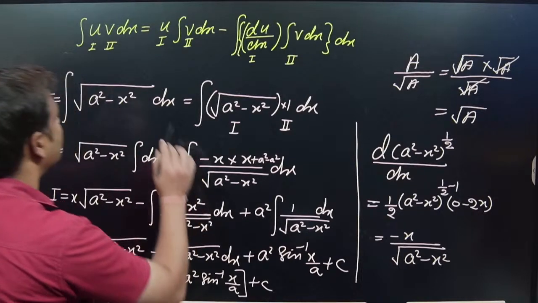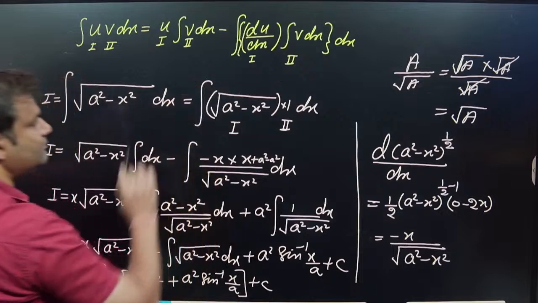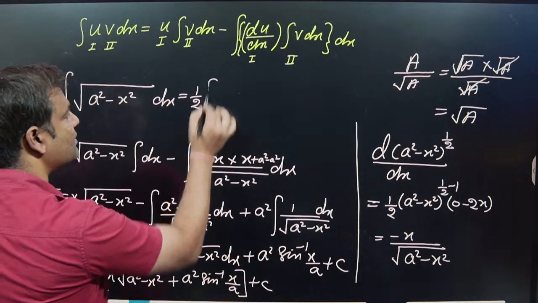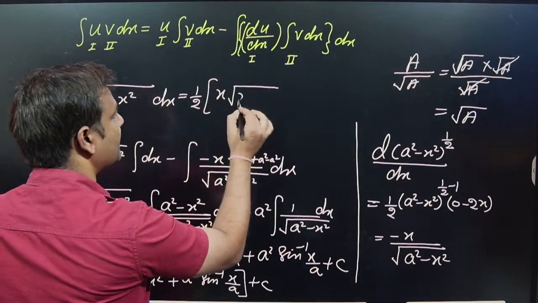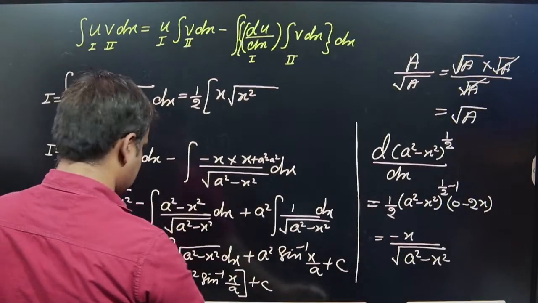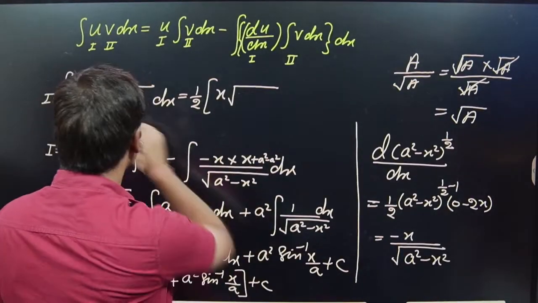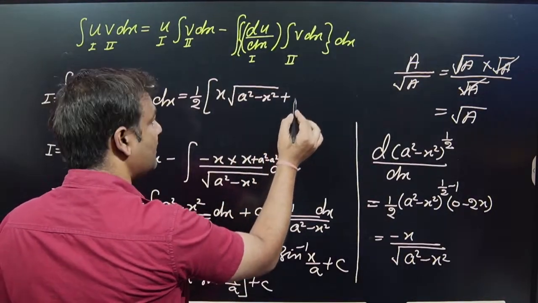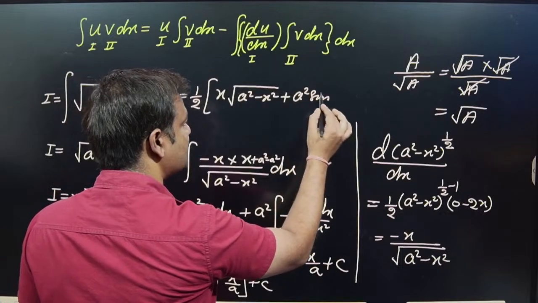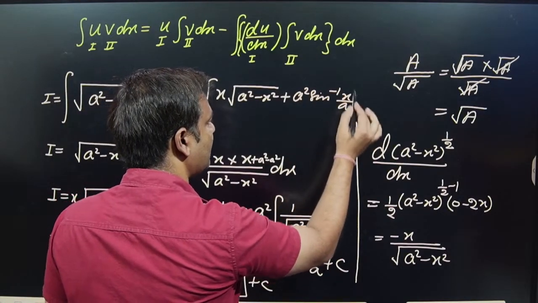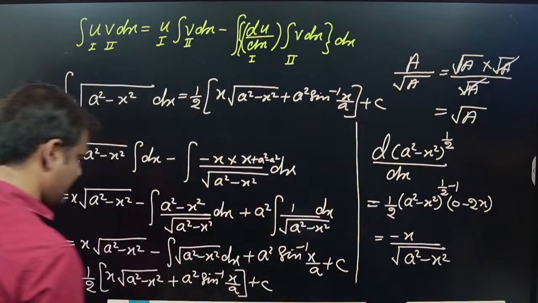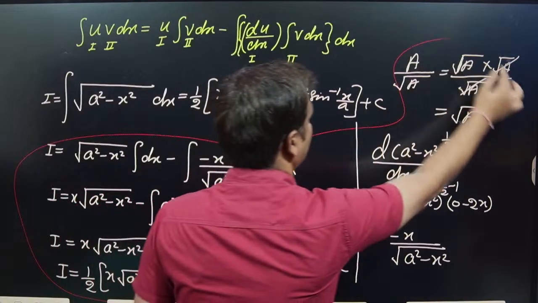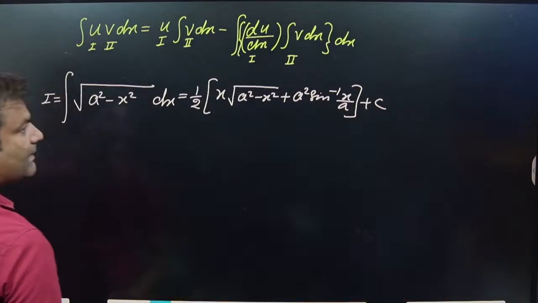So you can say that this is written as 1 by 2 x under root a square minus x square plus a square sine inverse x upon a plus c. Now we focus on how to apply this. Take some problems on the basis of that question.